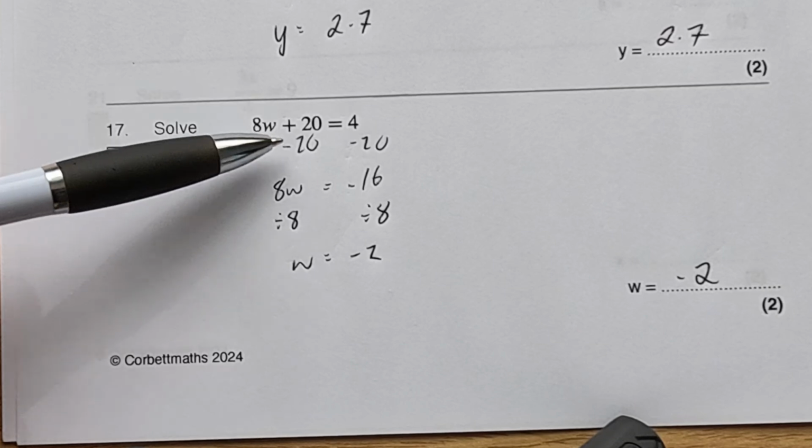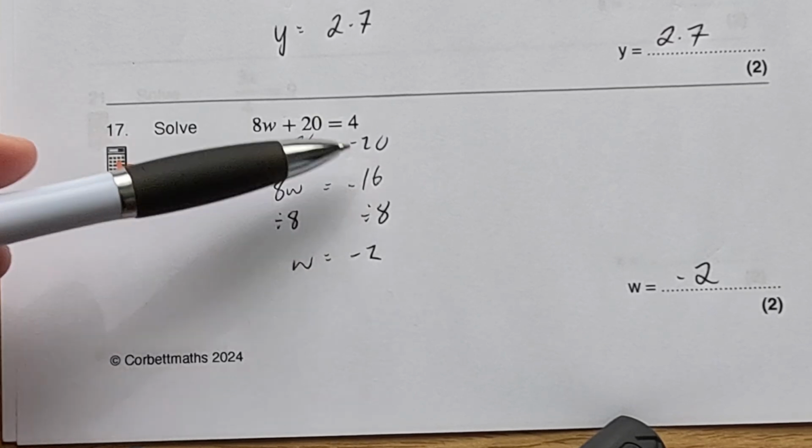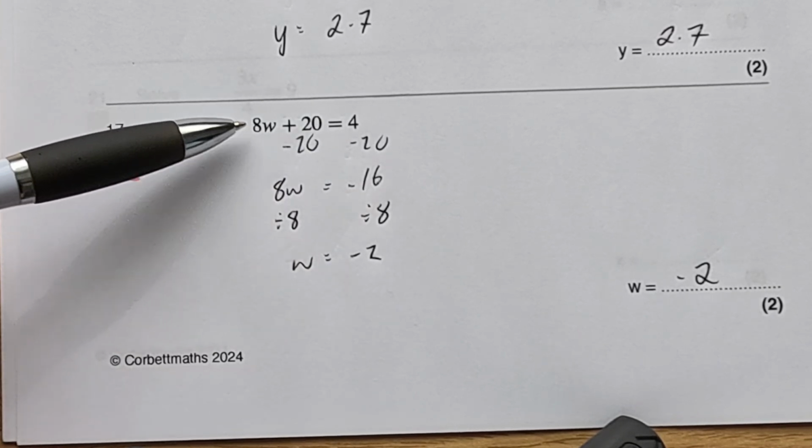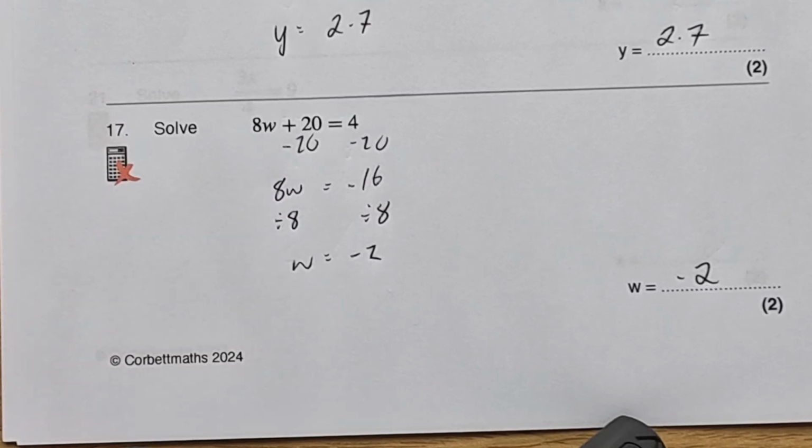So in this question, we wanted to get rid of the plus 20, so we just took 20 away from both sides, and then we wanted to get rid of the multiplied by 8, so we just divided both sides by 8. We got our answer.